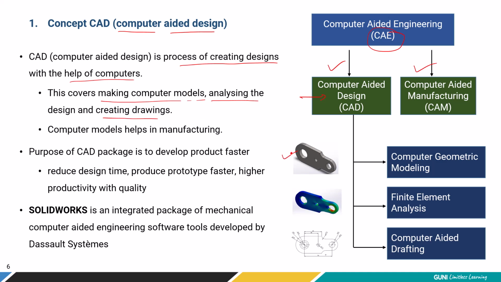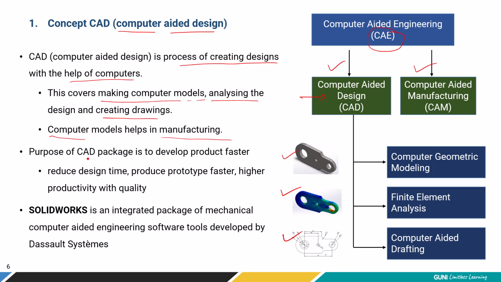So here you can see, you can convert your ideas into a 3D model. You can analyze with respect to the forces and find out whether it is going to be capable of taking the given load or not, or whether it is going to sustain in a real environment or not. Once it is done, you can produce the industry drawing and send it to the manufacturer. So computer models are very helpful in manufacturing as well.